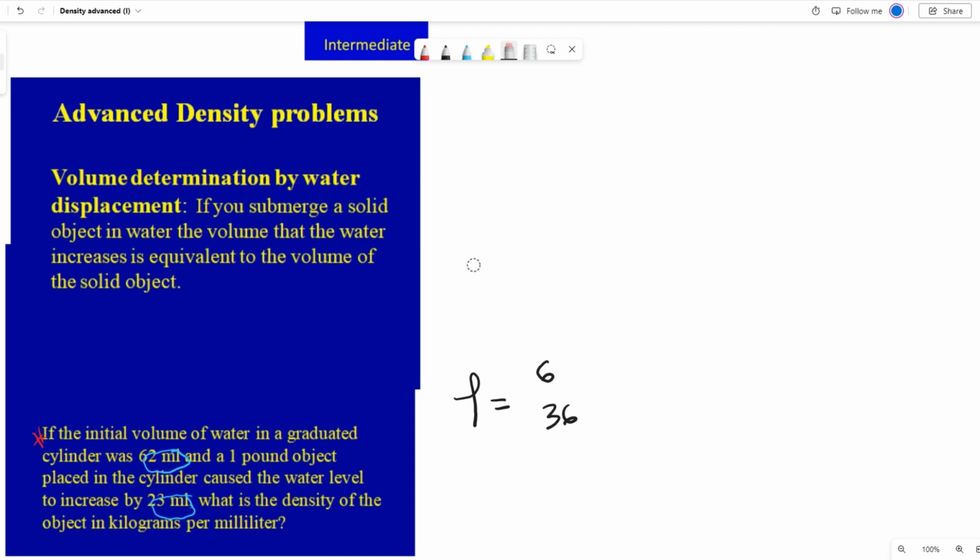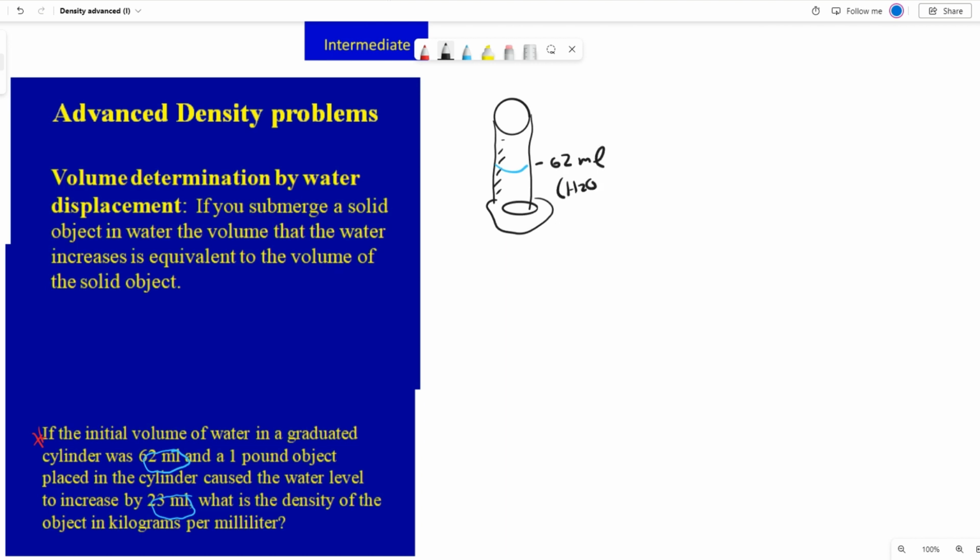So for this one, again, we're measuring an object, and it says that the graduated cylinder initially had a volume of water in it of 62 milliliters. Okay, so it has an initial 62 milliliters, and that's just water. And then it's saying that it placed an object into that graduated cylinder. And when it placed that object in the graduated cylinder, it doesn't give us the final volume.